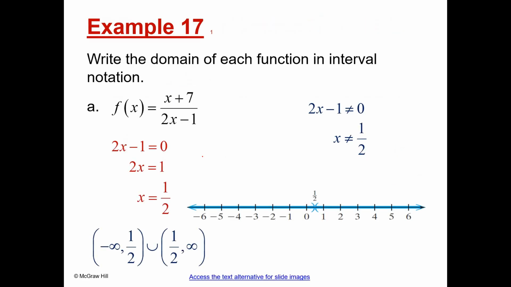So let's take an example and see how to find the domain of a function. Given that f of x is equal to x plus 7 divided by 2x minus 1, we said that we cannot divide by 0. So this one should not be equal to 0. To find the value of x that gives you the denominator equal to 0, let's write 2x minus 1 equal to 0.